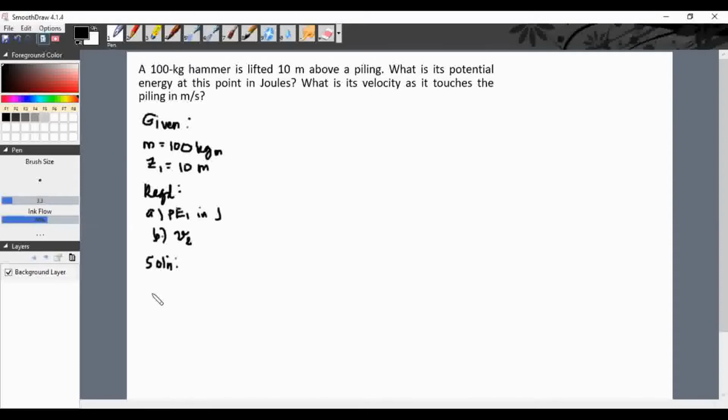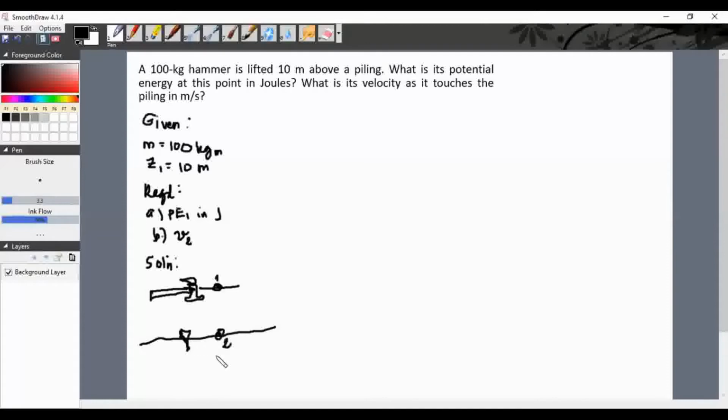Let's say you have a hammer. That's, supposedly, your hammer. At this point, let's make this point 1. And then here is the piling. Let's say this is your point 2.